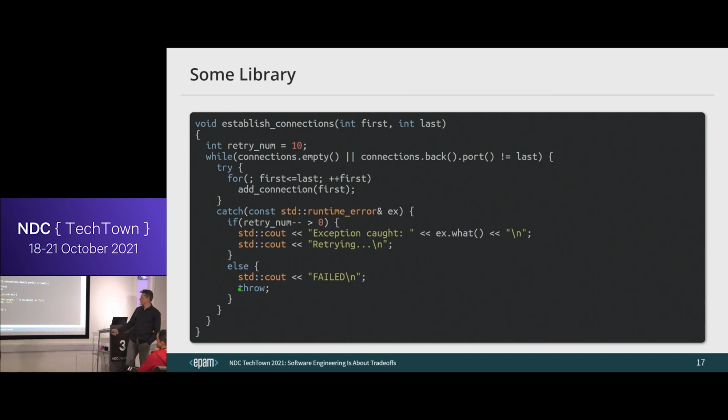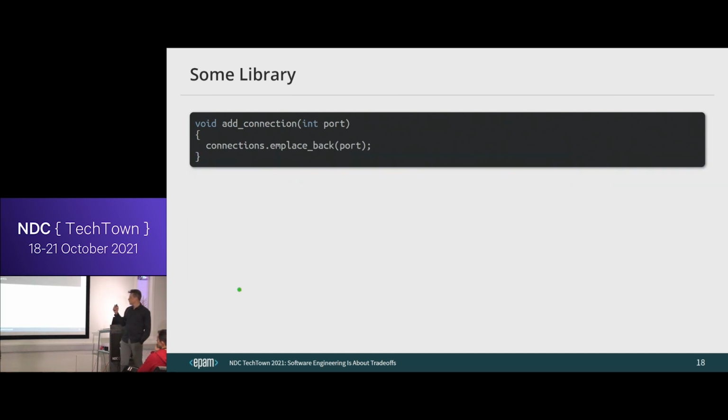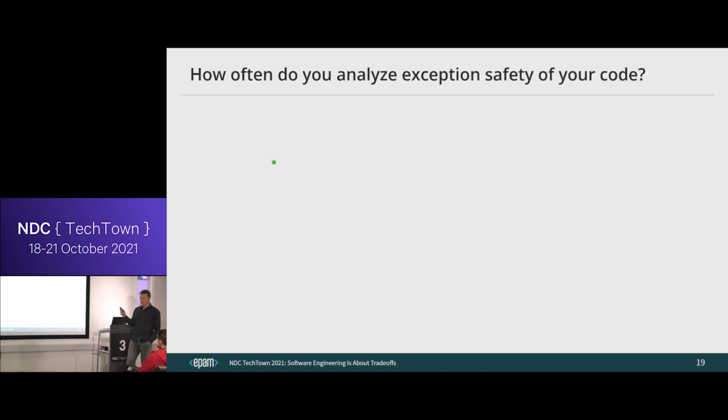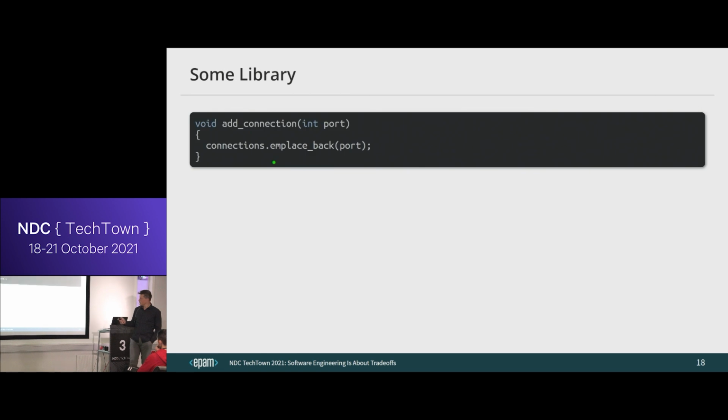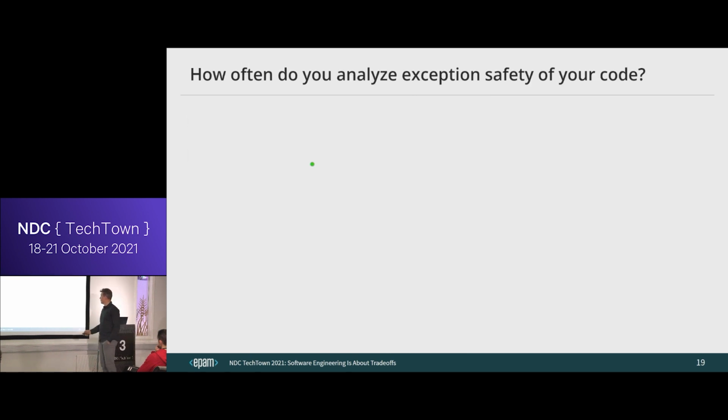Simple enough, right? And add connection is as simple as this one: connections emplace back. Right? It is as simple because actually it provides exception safety guarantees. What is the exception safety guarantee of this call? We have 4 of them, right? We are going to talk about them soon. This is strong exception safety, right?